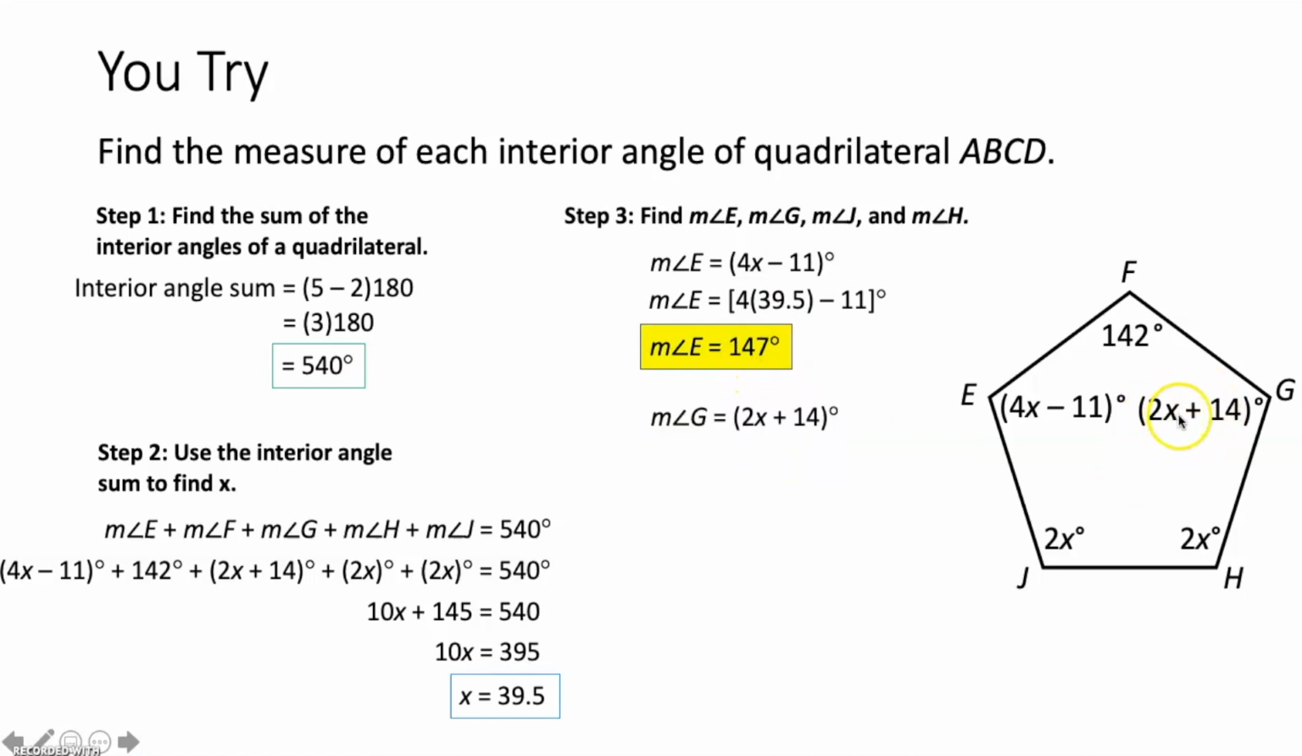Do the same thing for the measure of angle G. It's 2x plus 14, so I take 39.5, plug it in for x, and I simplify. 2 times 39.5 plus 14 is going to give me 93 degrees.